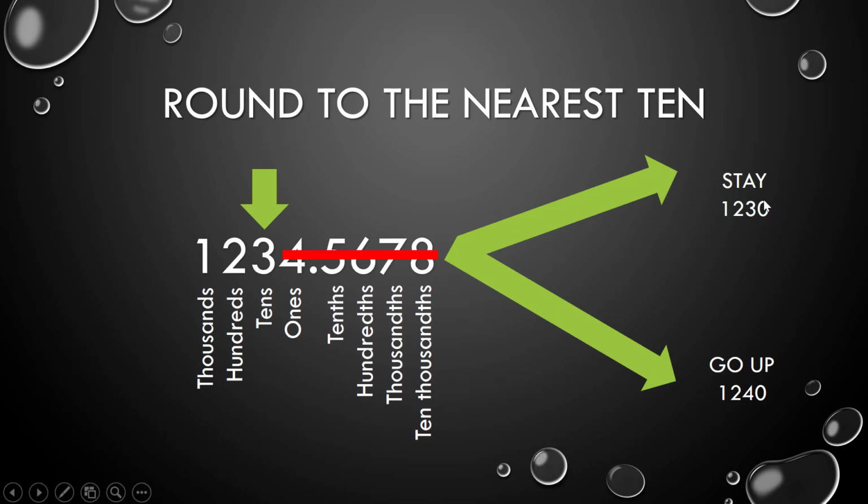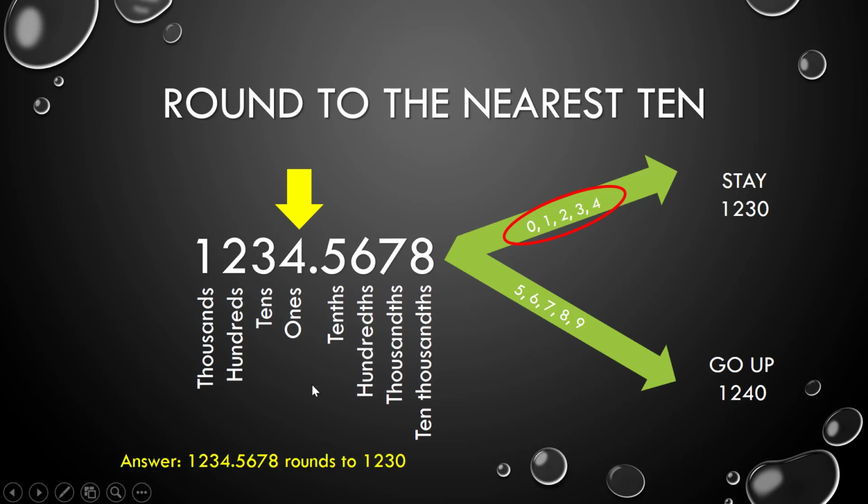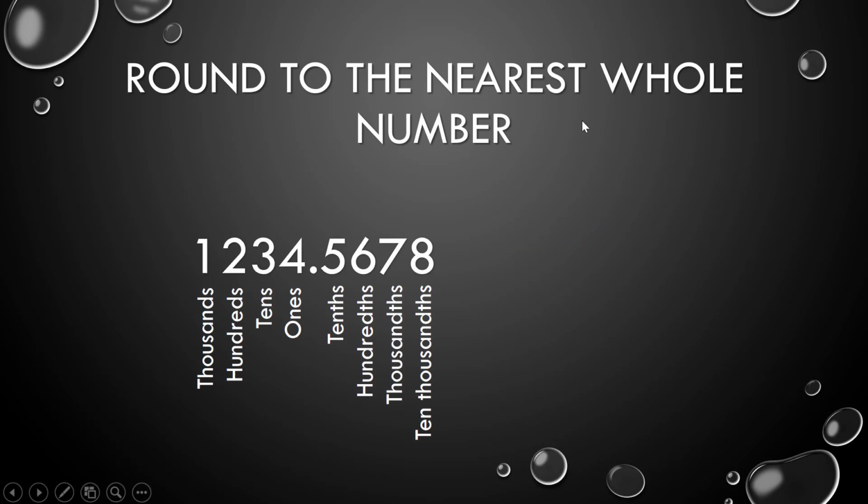Okay, so remember, to make the decision to either stay or go up, we look at 3's right neighbor, which is a 4. So hopefully you can see that the 4 means that we're going to stay. So the number 1234.5678 rounds to 1230.